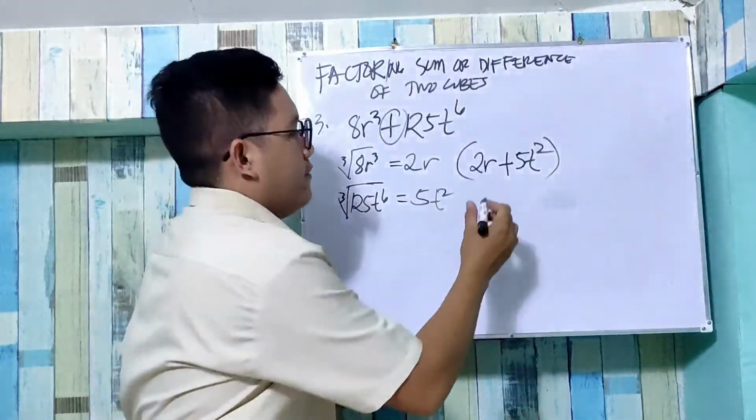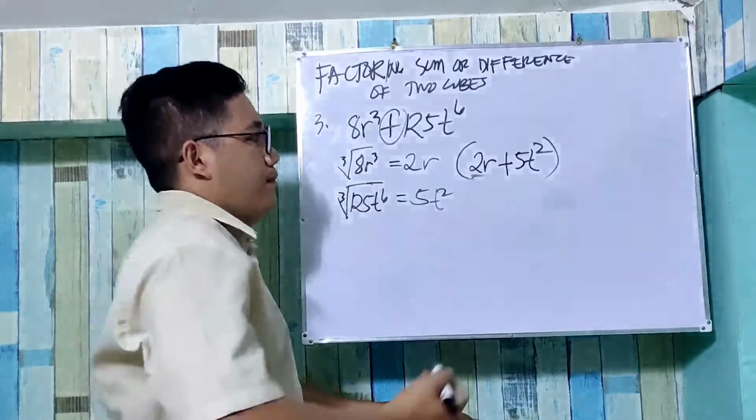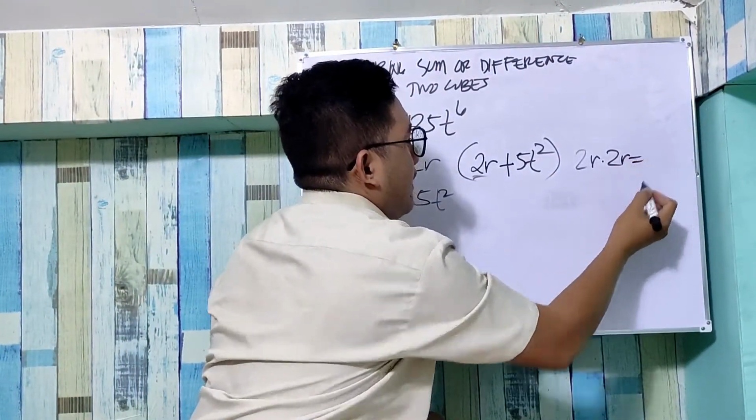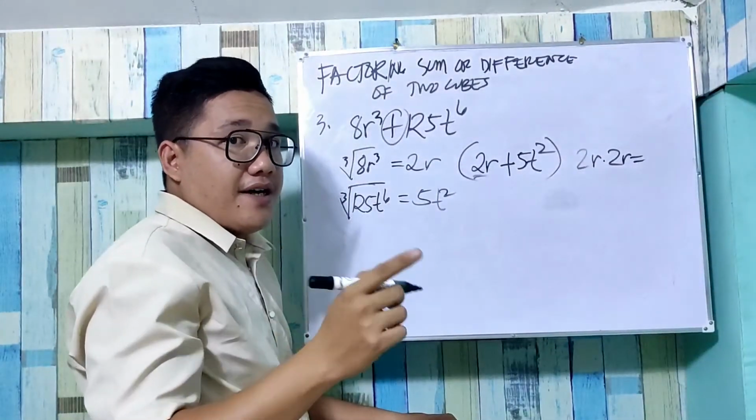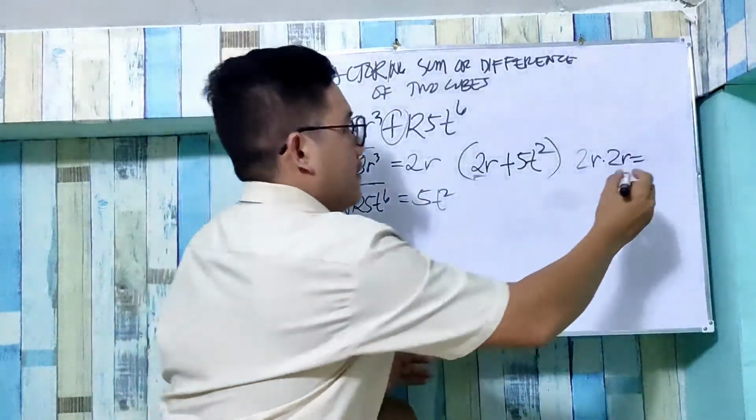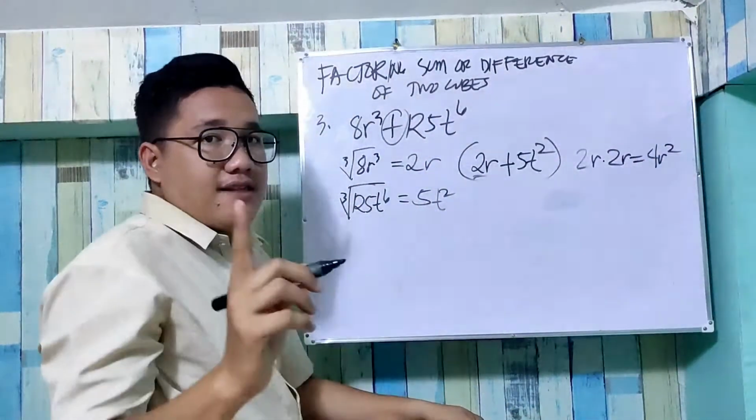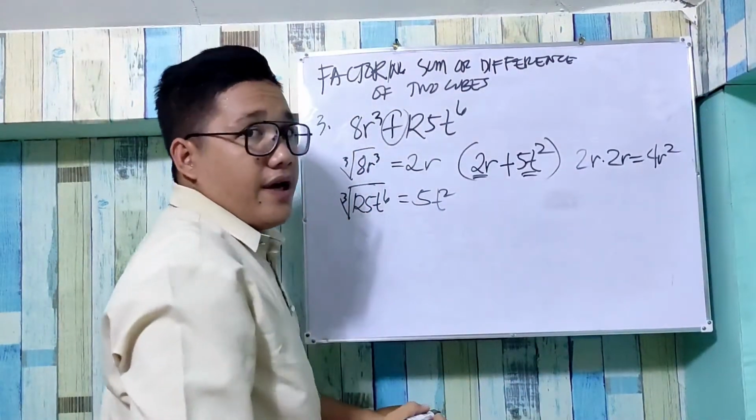So we square the first cube root. We have 2r times 2r, that is 2 times 2, 4. r times r, that is r squared. So we have 4r squared. Next, the negative product of the cube roots, 2r and 5t squared.